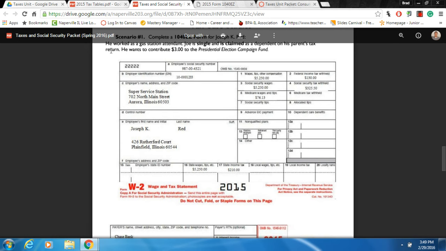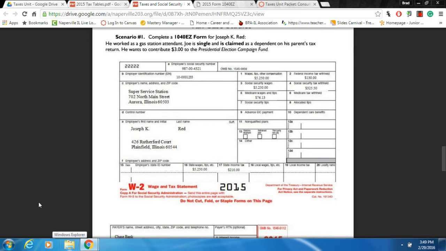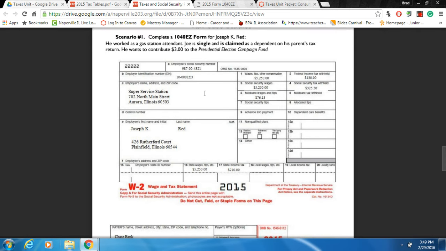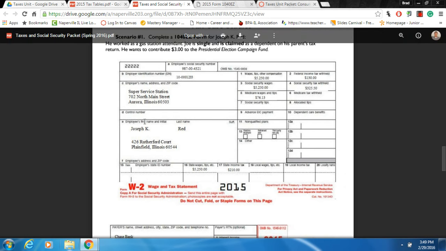Okay, we have this little blurb up here that Joseph worked as a gas station attendant, that he's single, so he's not married, and he is claimed as a dependent on his parents' tax return. That is a key thing. We're going to get to that in a second, but that is key in this scenario. So his parents are going to claim him as a dependent on their tax return. When they do their taxes, he'll be considered a dependent.